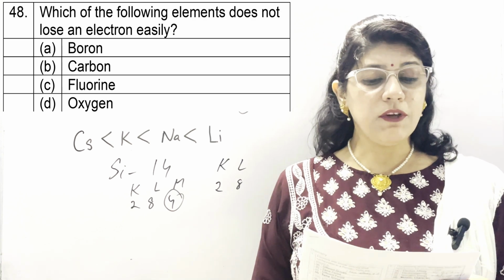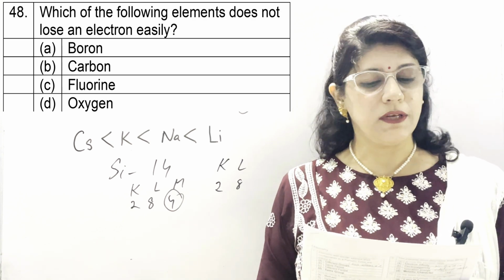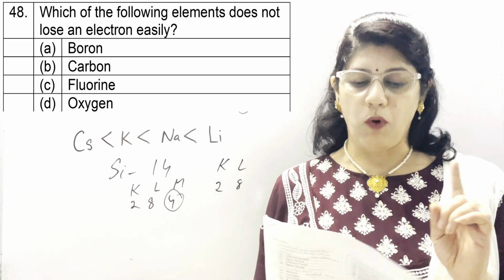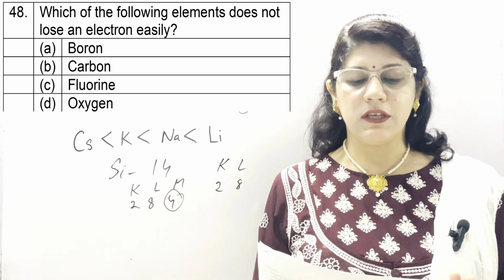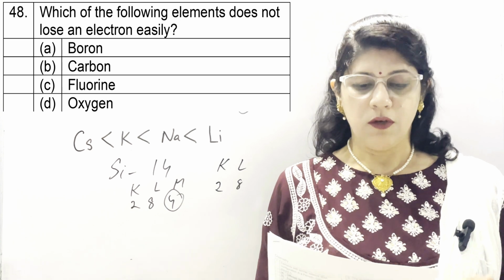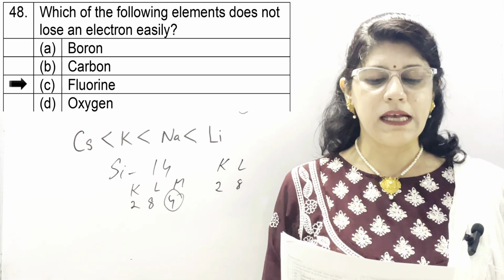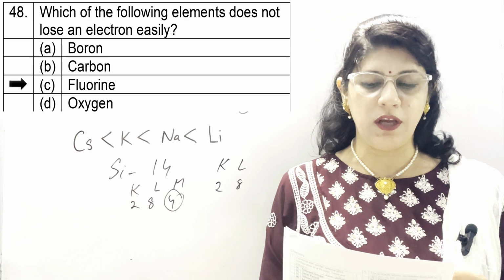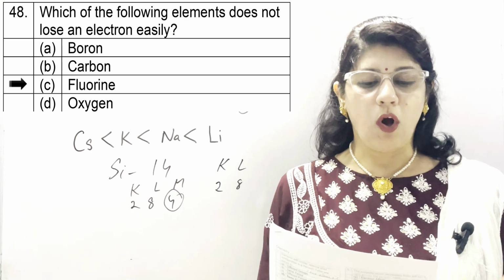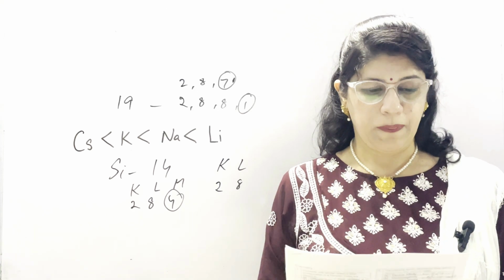Question number 48. Which of the following elements does not lose an electron easily? A is boron, B is carbon, C is fluorine and D is oxygen. So we know fluorine has high ionization energy because it does not lose an electron easily.